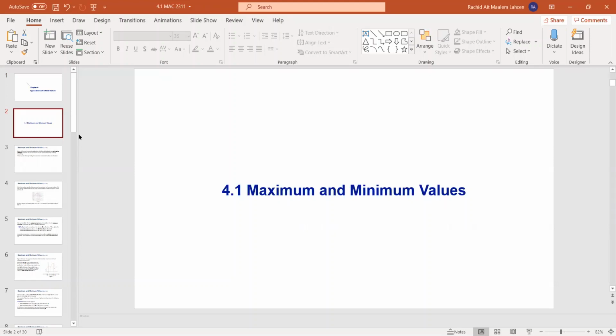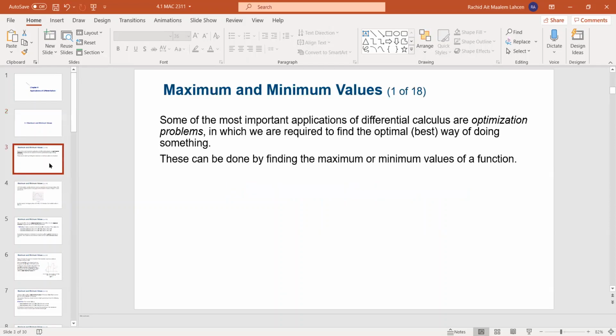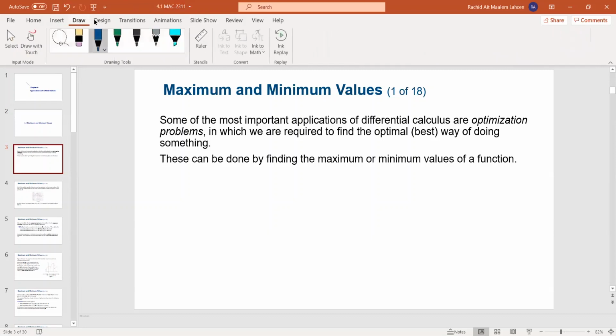It's not that difficult, but there are many details to keep in mind and to understand what the critical value is, what absolute minimum, absolute maximum, local minimum, local maximum are, and to understand the difference between each one. Some of the important applications of differentiation in calculus are optimization.